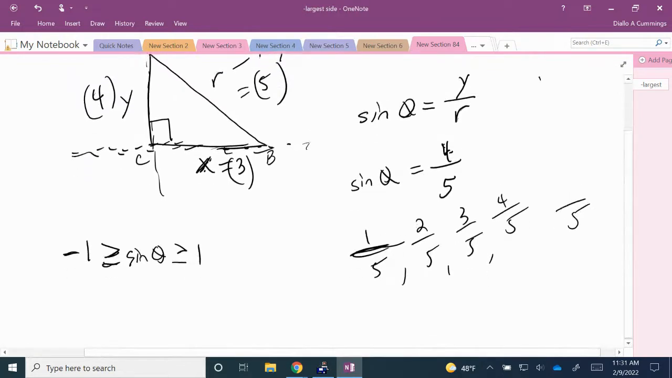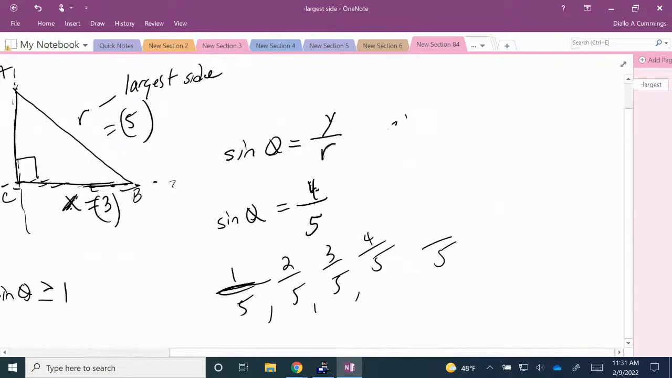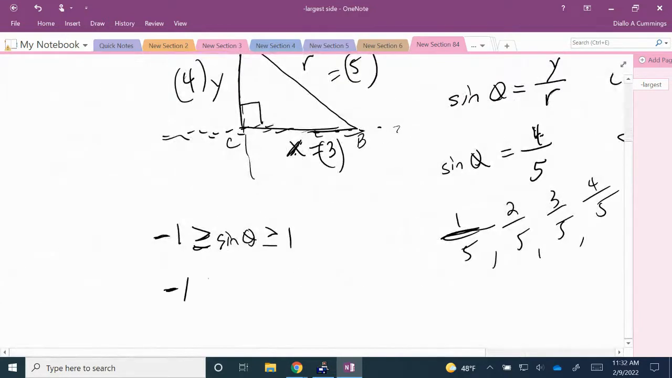The same thing is true for the cosine, right? If you look at it, the cosine value is x over r. So if r is always the longest side, the same thing is true for the cosine. It also has to be in between negative 1 and positive 1. So the same thing is true for my cosine. The cosine is greater than or equal to negative 1, and it's less than or equal to positive 1.